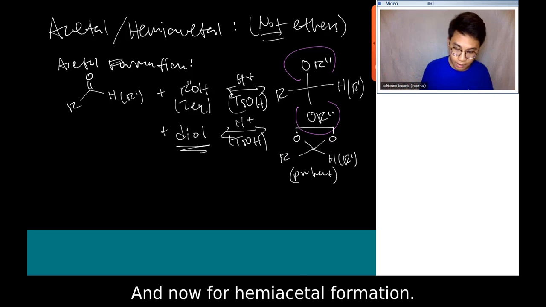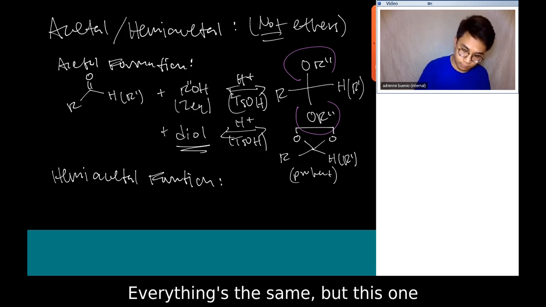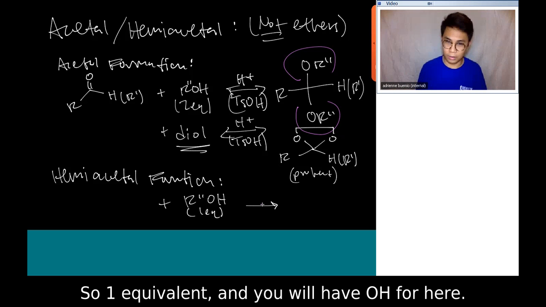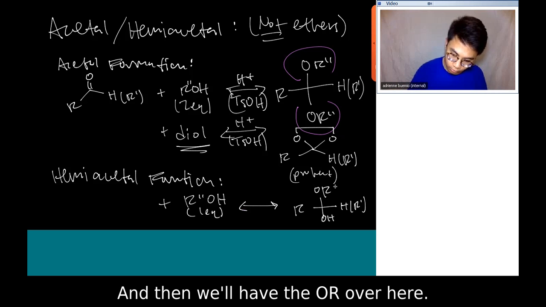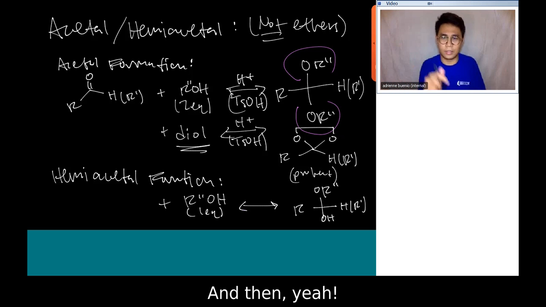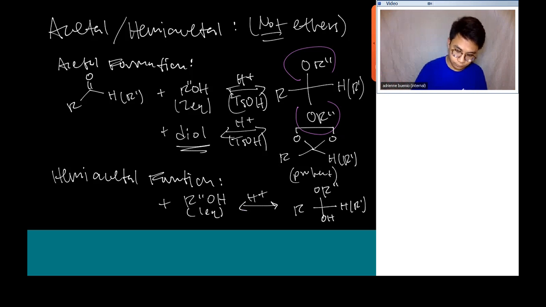So there's that. And now for hemiacetal formation, everything's the same, but this one is just one equivalent, which makes sense because hemi means half, right? So one equivalent, and it'll just end up with OH over here, and then we'll have the OR over here, right? So yeah, we get half of the acetal. That's it. And then yeah, you can react it again with an ROH to get to the full acetal, right? So no big deal there. I'm dropping my pen a lot today. Okay, so no big deal there.